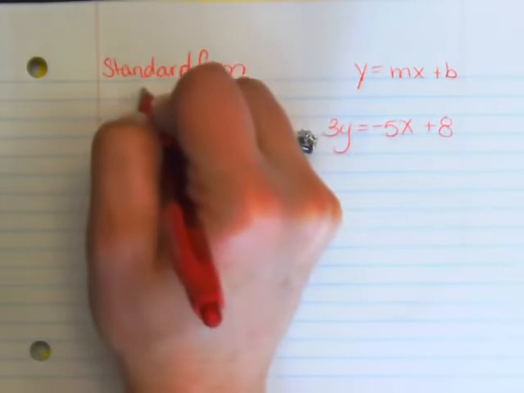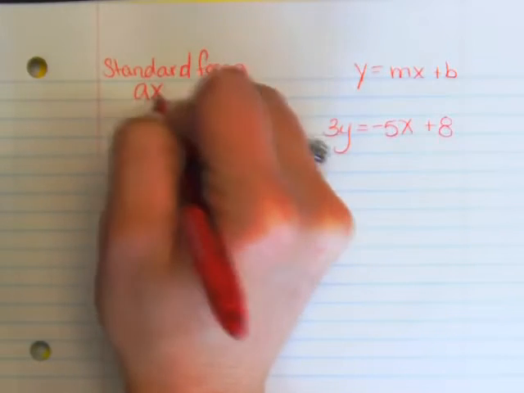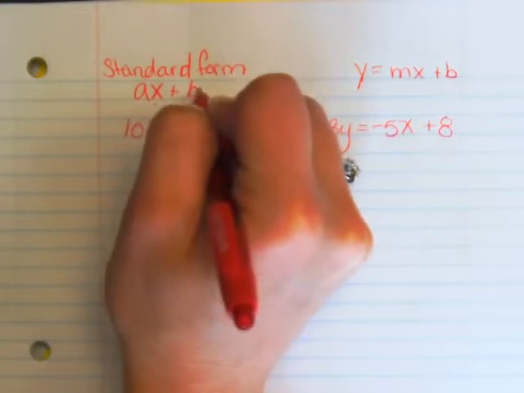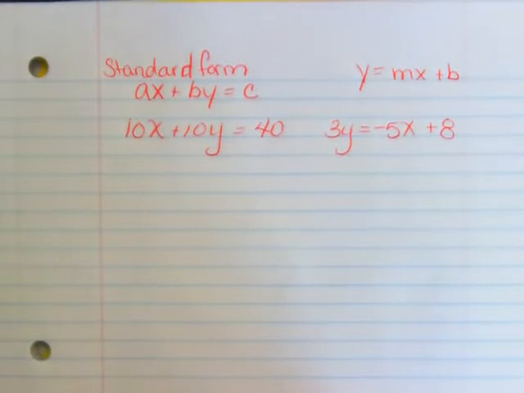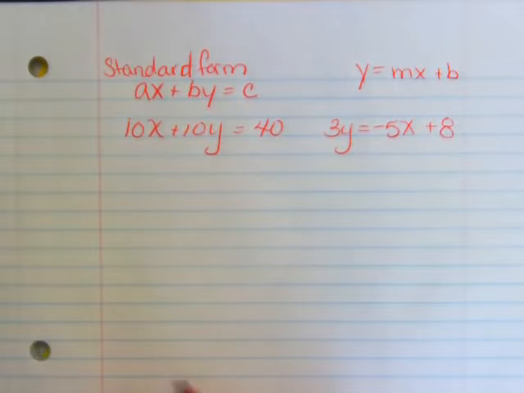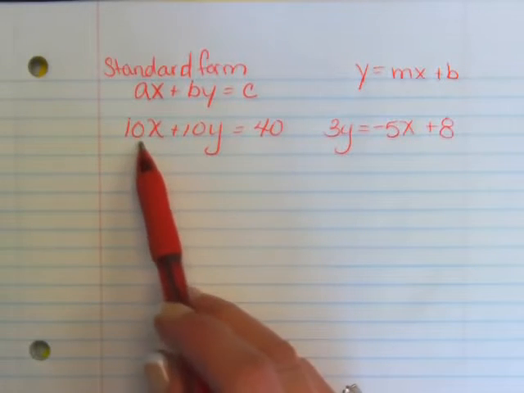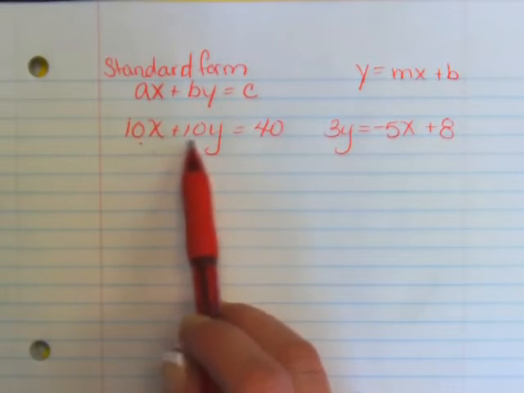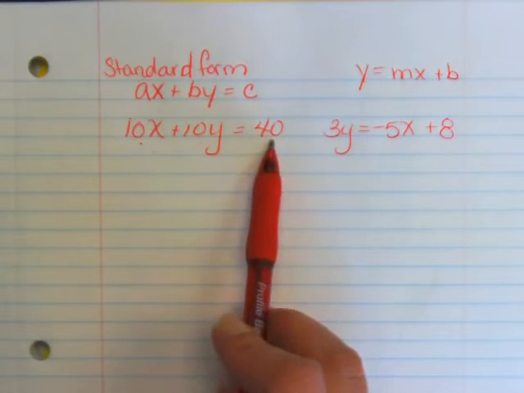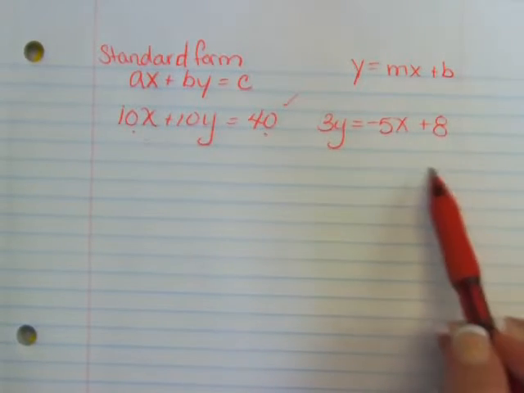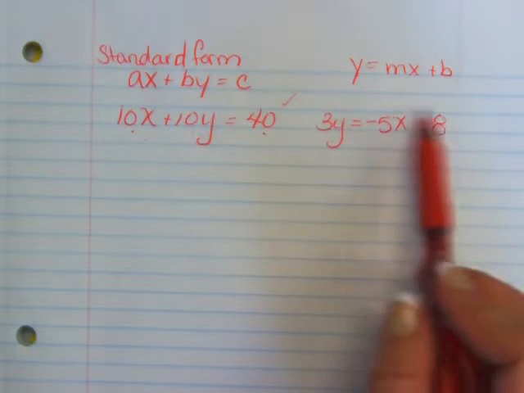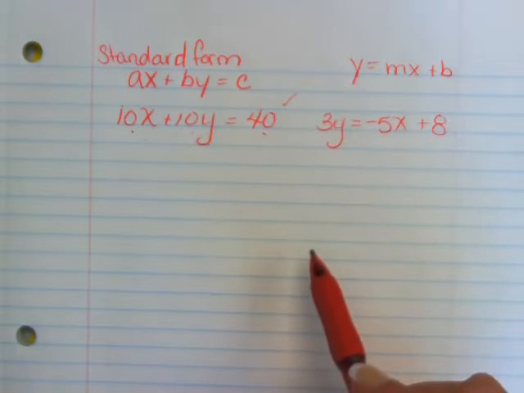So standard form is going to be where you have x and then y and your constant on the other side: ax plus by equals c. That shows here that this equation has the x first, then the y, and then the constant, or the number on the other side of the equal sign. So this one is already in standard form. It's good to go. But then I look at this one and it's not quite set up properly.